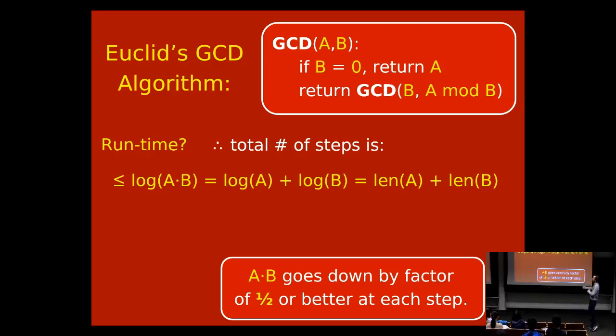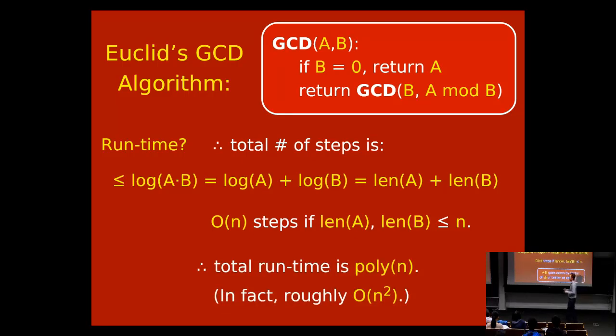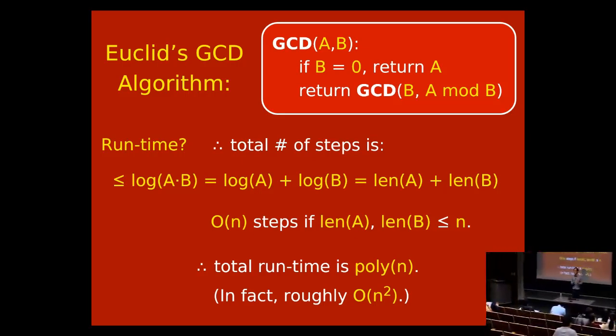So the overall number of, let's say, recursive calls or iterations of this loop is basically equal to the total number of digits in the input, which is good. Right, so if these are n-bit numbers, the total number of overall steps is order n. Inside, you have to compute the mod, which grade school does in n squared time. You can do it a little bit faster. Anyway, the whole algorithm is polynomial in n. Any questions about this?